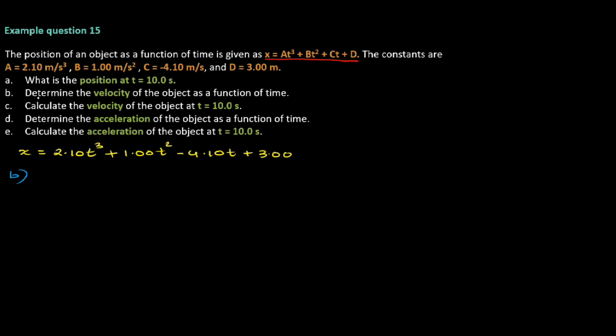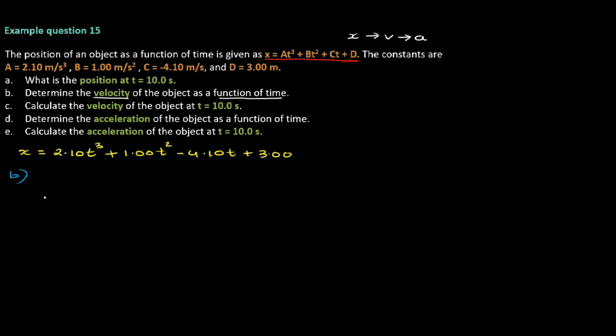In part B, we have to determine the velocity of the object as a function of time. Now, if you have position function x and you need to find velocity from this position function, we take derivative of x to find v. Similarly, if you have velocity function and you need to find acceleration a, again you take derivative of velocity function to find a. So when you start with position function and you need to find velocity function or acceleration function, you have to take derivative of x to reach v and then derivative of v to reach a.